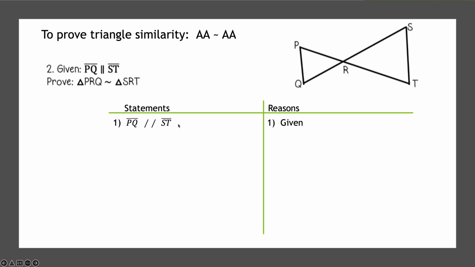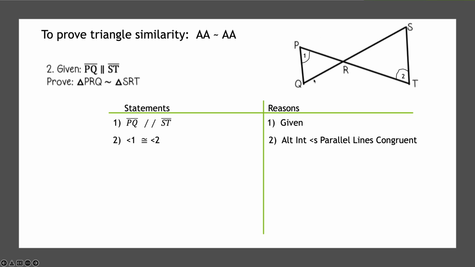As soon as I see parallel, I think corresponding angles, and I think alternate interior. And since these are all Z's and so on, I'm thinking alternate interior. So I'm going to say that angle 1 is congruent to angle 2 by alternate interior angles of parallel lines are congruent. You see the Z I have here? There's my alternate interior angles.